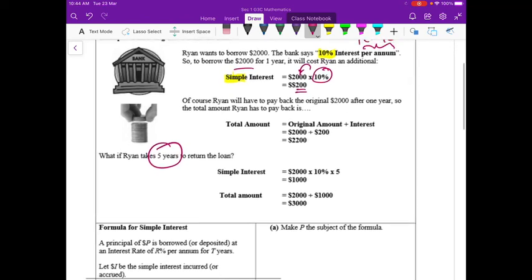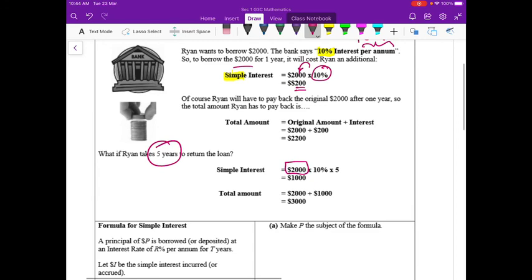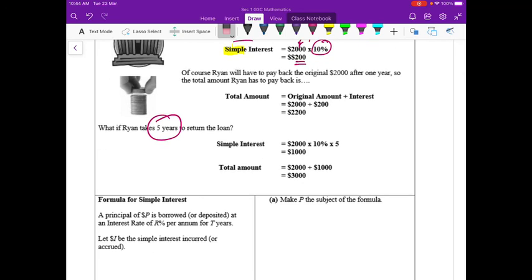Now what if he takes 5 years to return? So the interest, this is our principal, and this is our interest rate, and this is the number of years that he is borrowing the money for. For 5 years, at 10% of $2,000, keeping in mind $200 per year, 5 years will be $1,000. He needs to pay extra $1,000 if he holds on to the money for 5 years. How much did he borrow? He borrowed $2,000, he needs to pay back extra $1,000 for that 5 years that he borrowed for. That's a very bad deal. Okay? But that is the scenario. So the total amount that he has to pay will be $3,000.